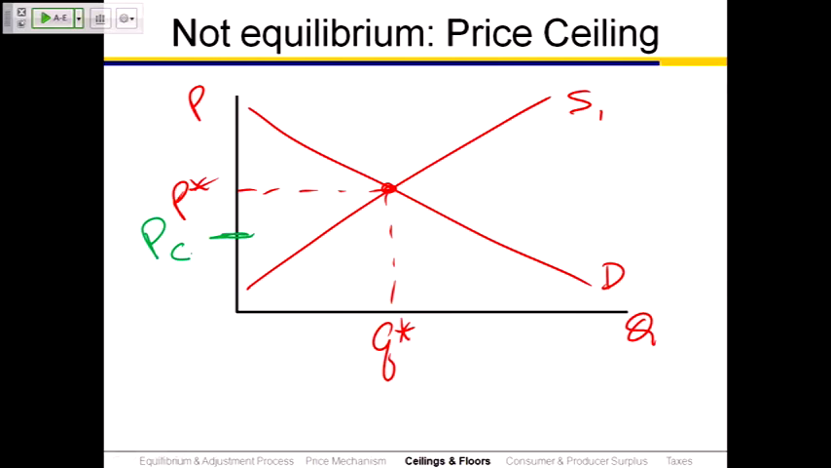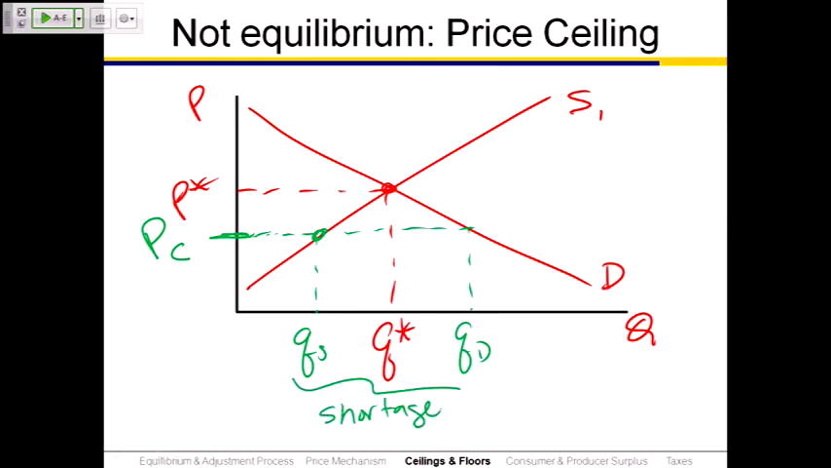So price ceiling. The price ceiling prevents the price from rising as high as it would without the ceiling. From your price ceiling PC, go over until you hit the supply curve, dash that down, call it QS. Go over from price ceiling until you hit demand, dash that down, call it QD. When there is a price ceiling, is there a market shortage or a market surplus? Shortage. When there's a price ceiling, there's a market shortage. More people want to buy the product at that price PC than is available for sale.